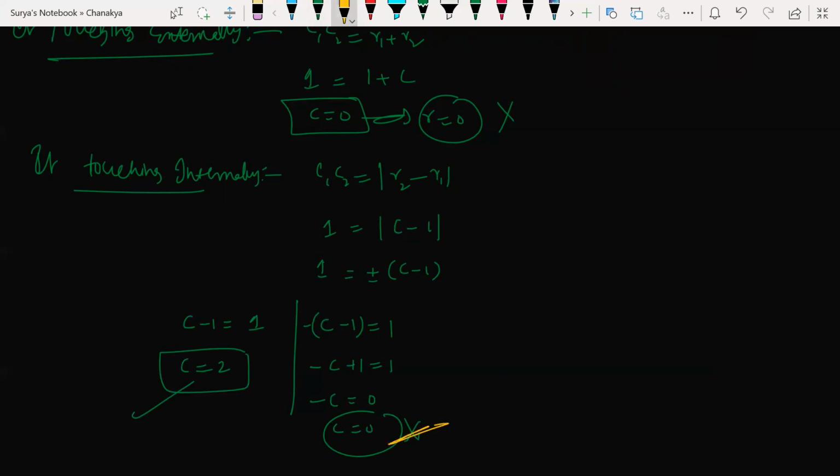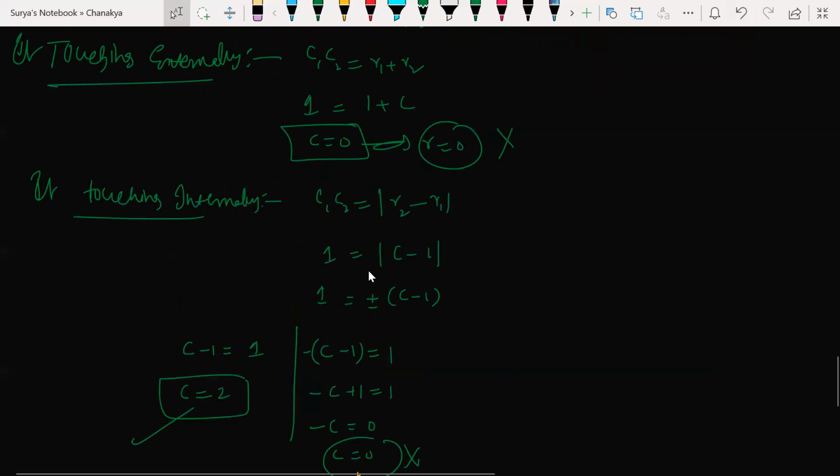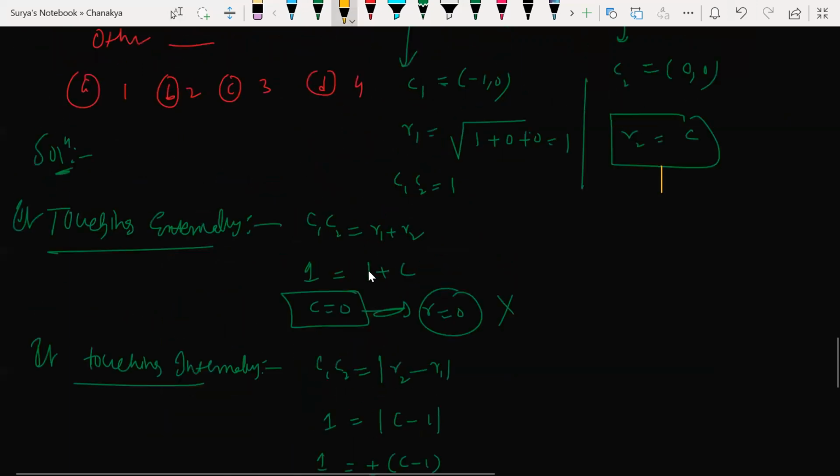Again, I'm getting C 0 here. C is nothing but what here? C is equal to radius. Am I correct? Beta, C is equal to radius here. As per the given condition, as per the given question, my radius 2 is equal to C. Radius is equal to C. But I got C value as 0.